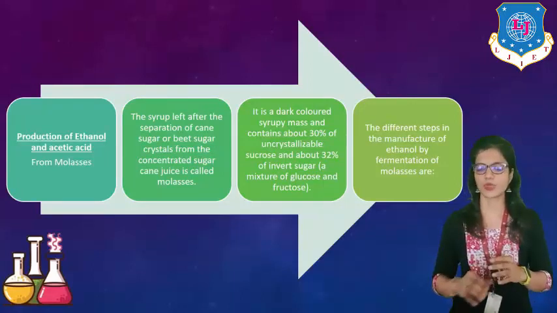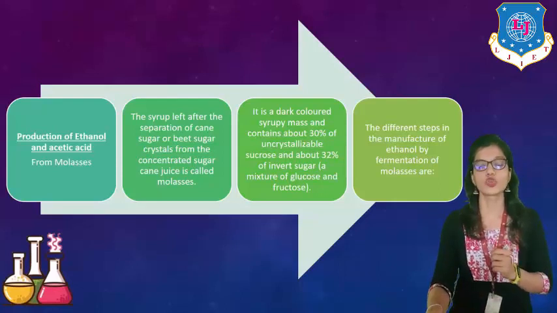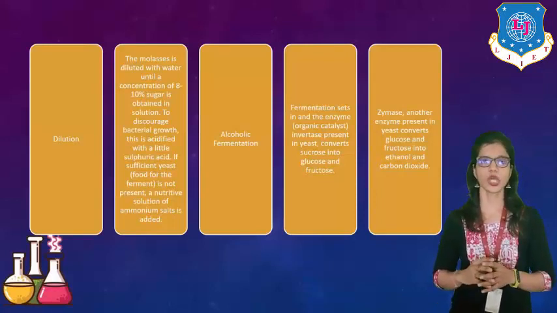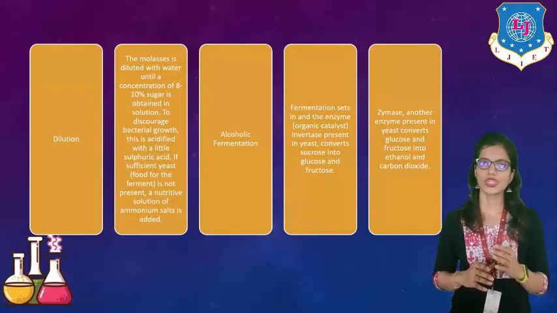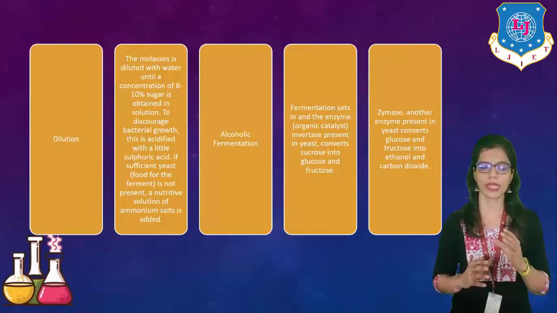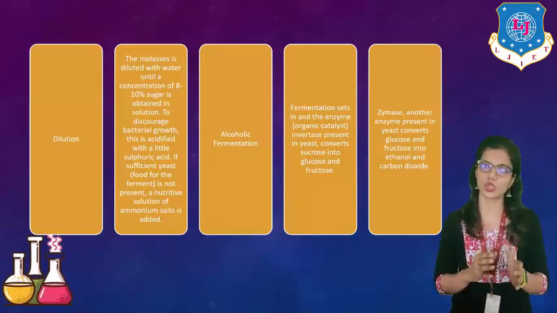Now the different steps involved in the manufacture of ethanol through fermentation of molasses are: number 1, dilution. The molasses is diluted first with water until a concentration of 8 to 10% sugar is obtained in a solution. To discourage bacterial growth, this is acidified with a little sulfuric acid, and if sufficient nitrogen, basically food for the ferment, is not present, a nutritive solution of ammonium salts is added into it. This is the first step, which is known as dilution.